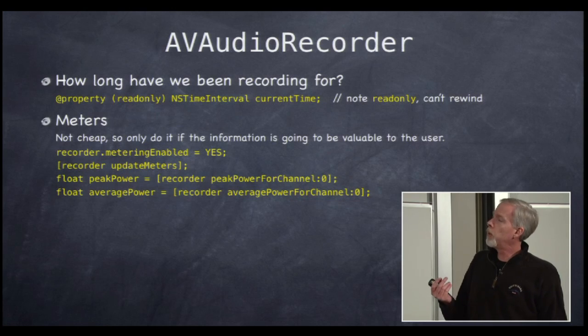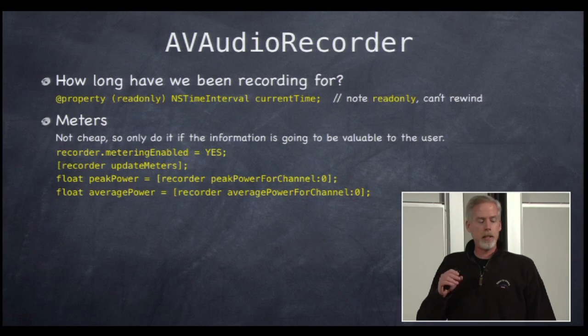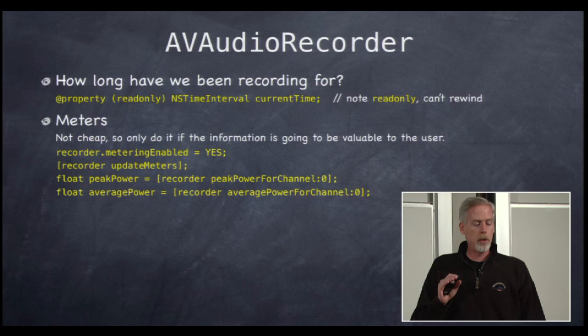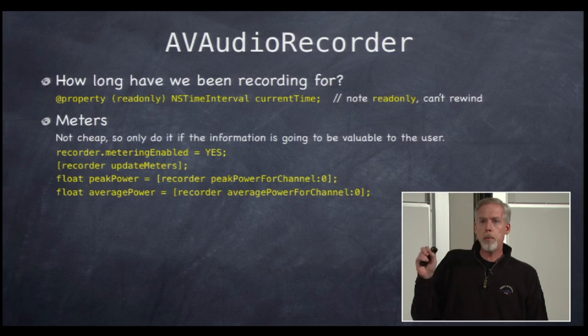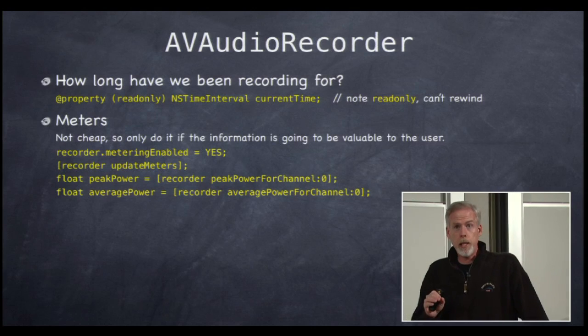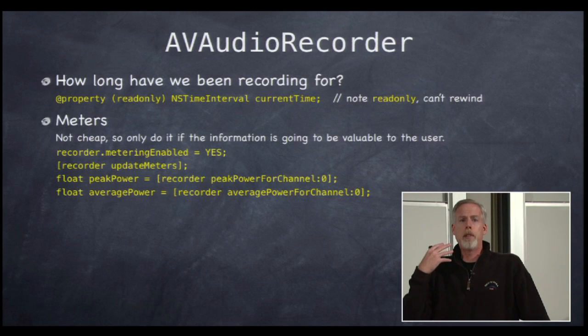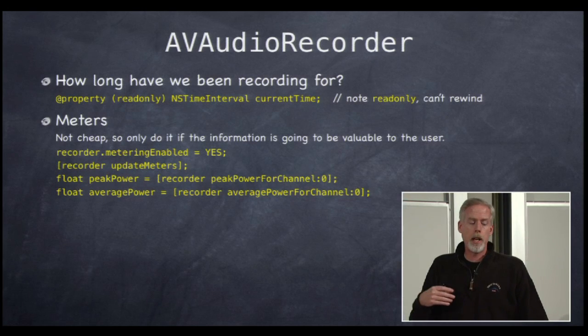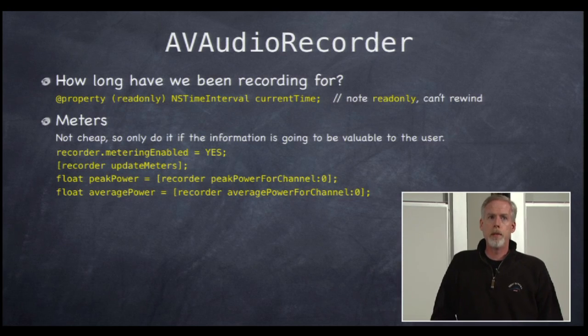The way metering works is a little odd, so I'm just going to go through it quickly so that you don't get too confused. First, you have to enable metering by setting enable metering to yes. Then you have to call this method update meters, which will update the meters, and then you can call peak power for channel, average power for channel, and it will give you the meter level.